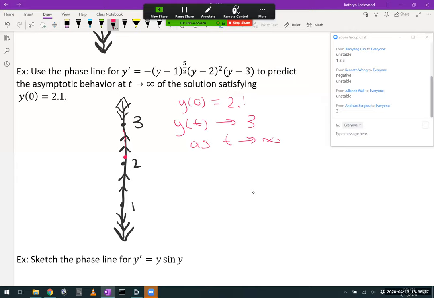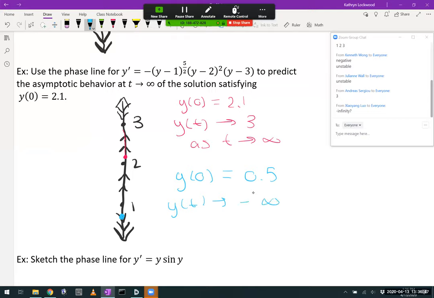All right, let me choose a different initial condition here. Let's take y of 0 to be 0.5. So now I'm starting out with a blue point down at the bottom here. What's going to happen to the solution this time as t tends to infinity? Where's that point going to go? Very good, minus infinity, exactly. The function is decreasing from there on out, so it's just going to decrease off to minus infinity. We see how this works for asymptotic behavior.